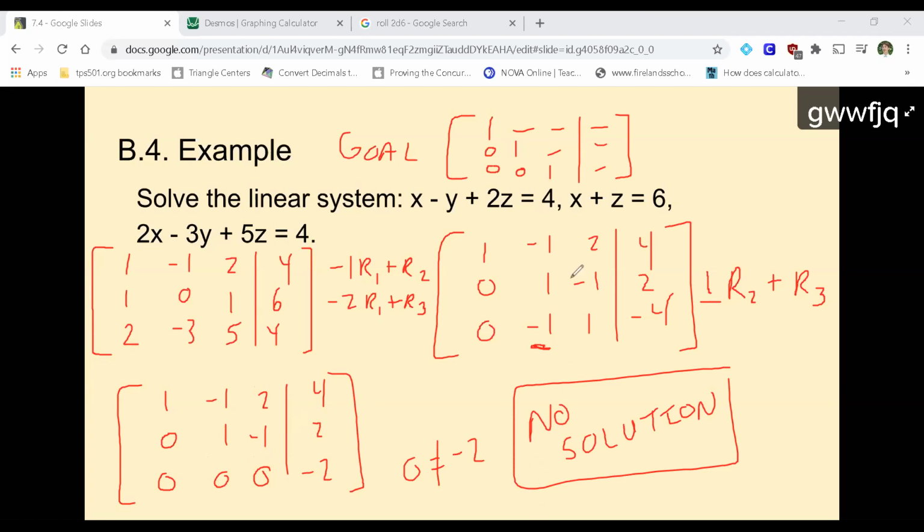Right? If you wanted to try to finish this, there's no way I could multiply 0 by a number to make it into a 1. So this problem has no solution.